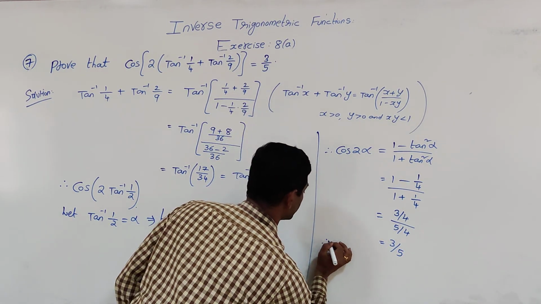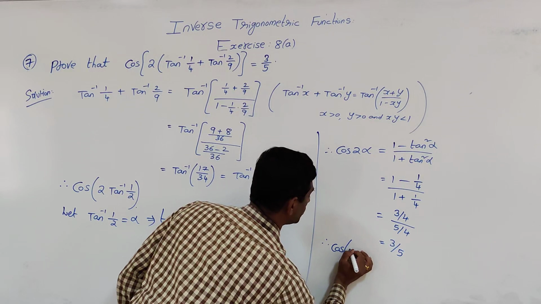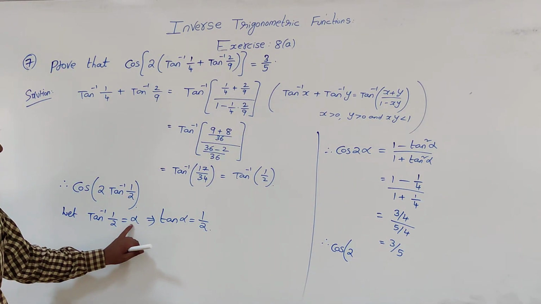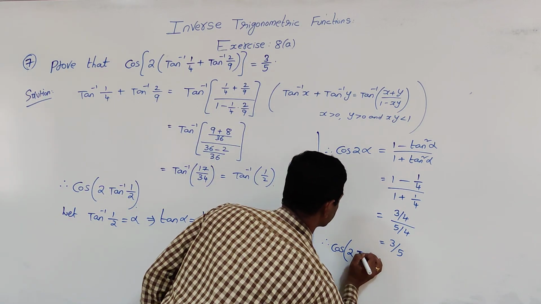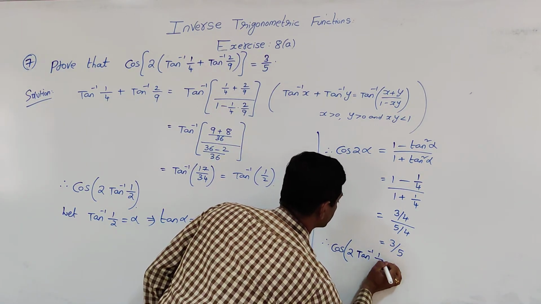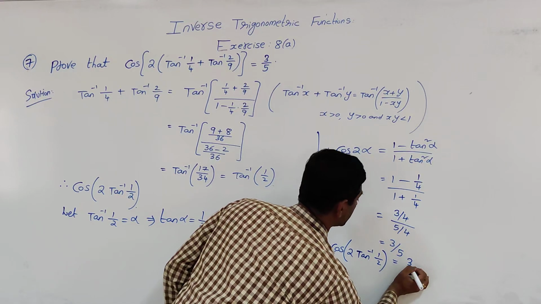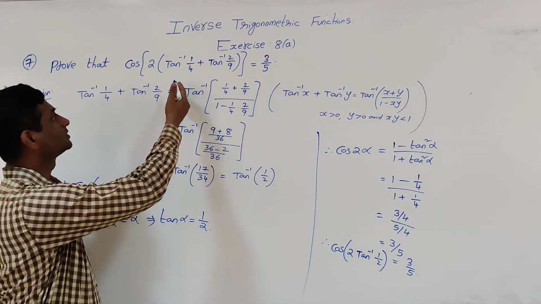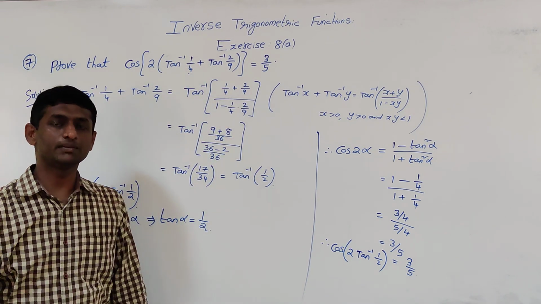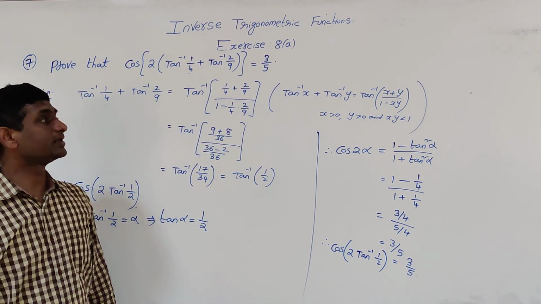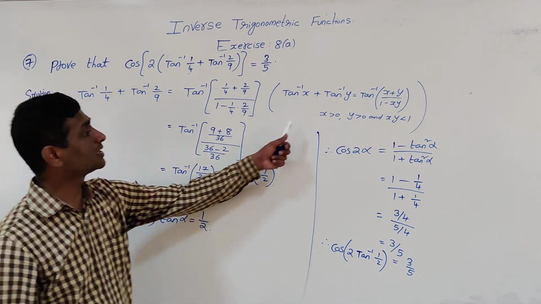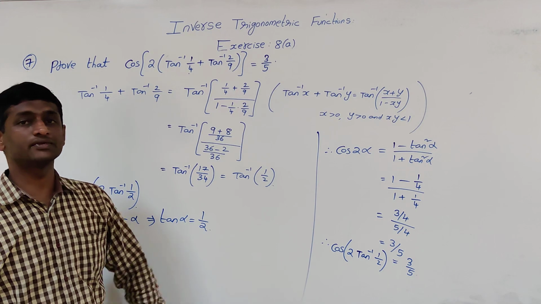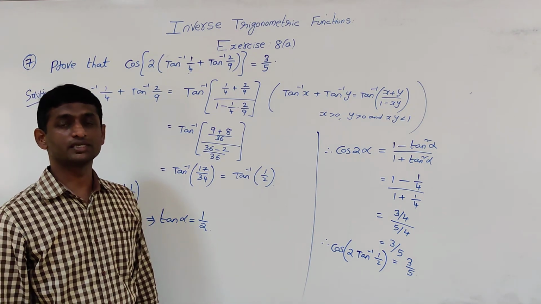Therefore cos of 2 alpha, where alpha is tan inverse of 1/2, is 3/5. So that is the RHS. This property is very, very important. There is another property: x is greater than 0, y is greater than 0, and xy is greater than 1. In that case it is pi plus tan inverse of (x+y)/(1−xy).